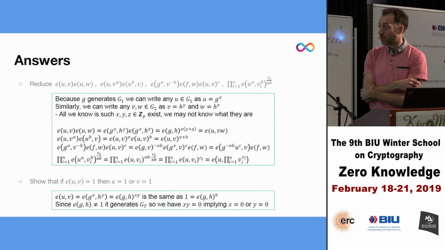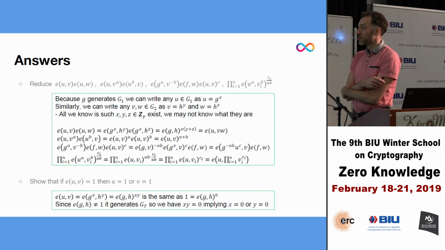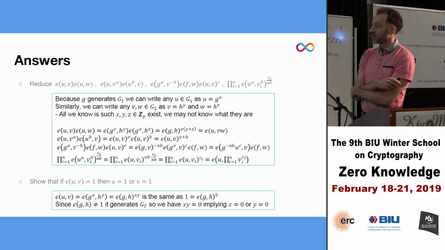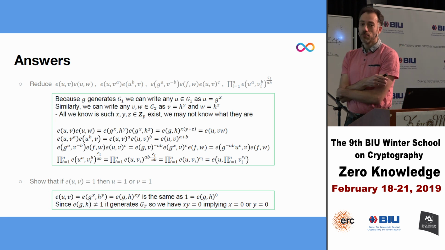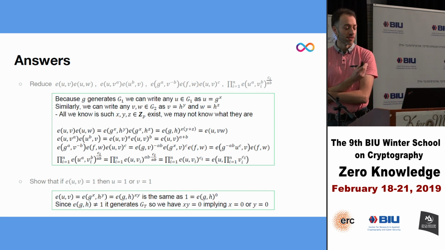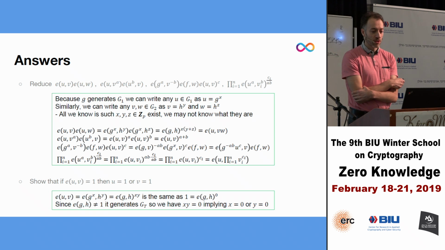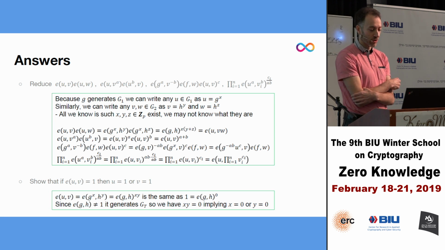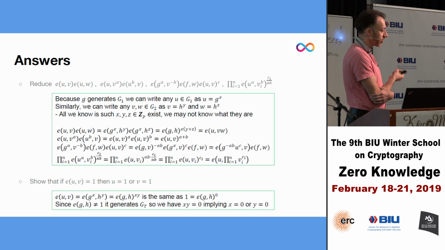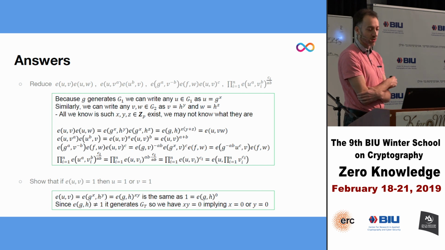So the bilinear properties will give us that the pairing of u with v multiplied with the pairing of u with w is the same as the pairing of u with v times w, right? So that's the linear property in the second coordinate, and you get the corresponding linear property in the first coordinate, of course.